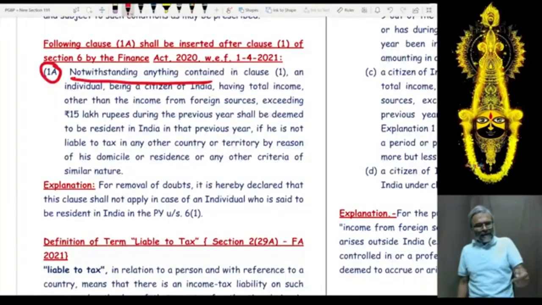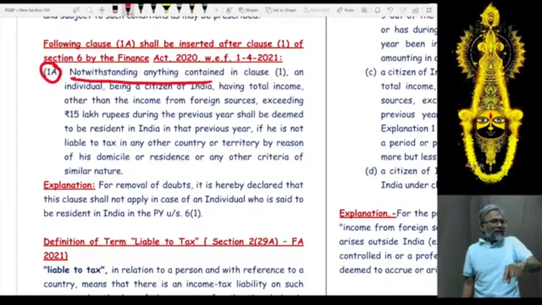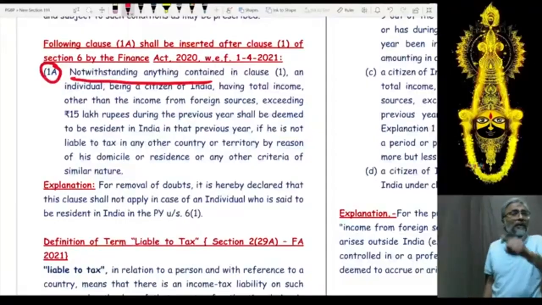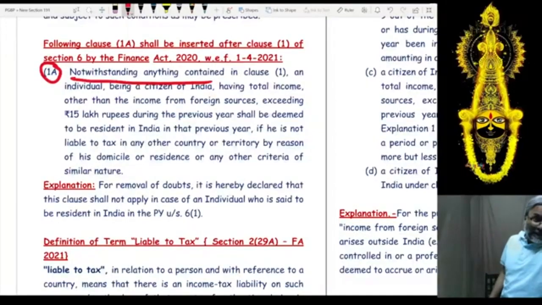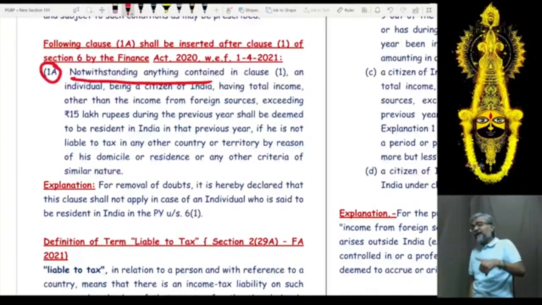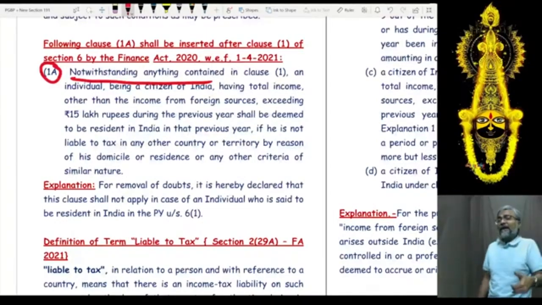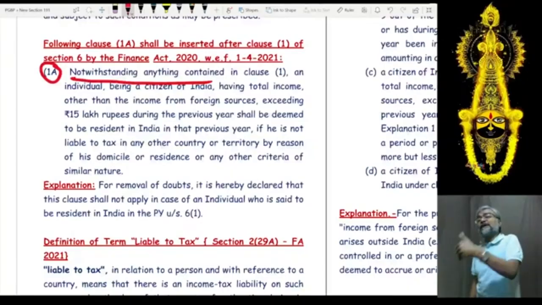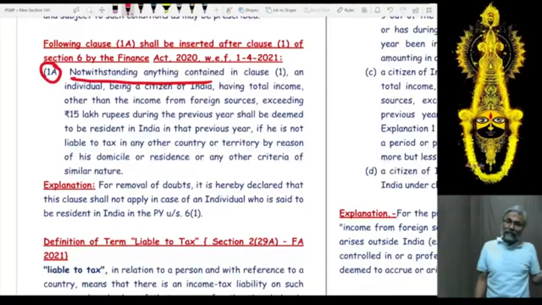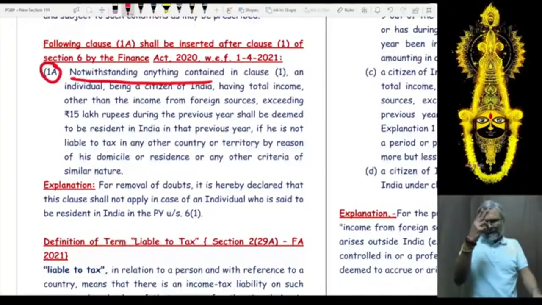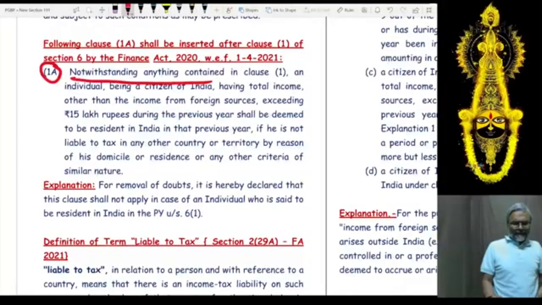So we are here to check out, when are we going to check out 6.1a? Only when you are a non-resident as per 6.1, which means you are not satisfying any of the basic conditions. Only then you have to see whether you are satisfying the criteria or the condition of 6.1a. If yes, then you are deemed to be a resident in India. What is the criteria? There are two conditions, students, over here.